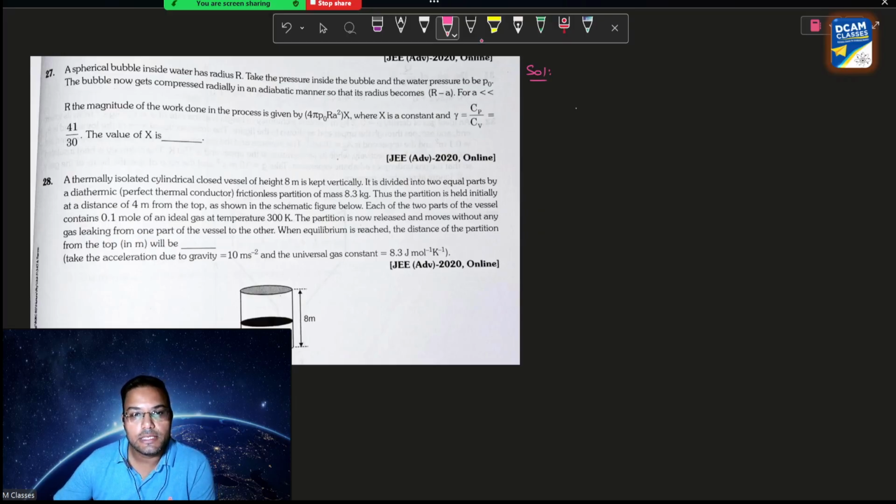A spherical gas bubble inside water has a radius of R. The pressure inside the bubble and the water pressure are equal to P naught. The bubble now gets compressed radially in an adiabatic manner so that the radius becomes R minus a, where a is very much less than R. Find the magnitude of work done by the process.